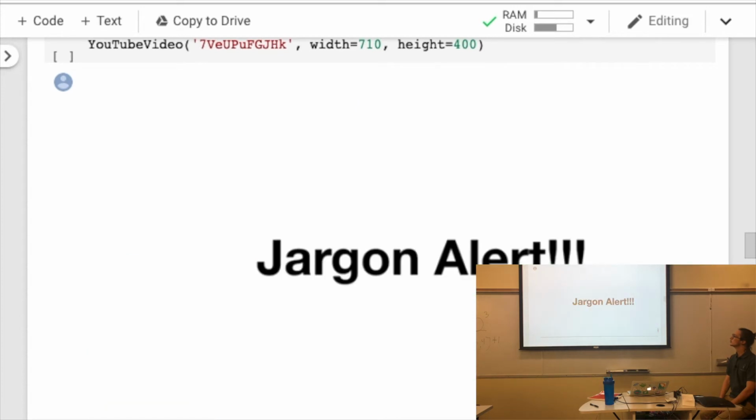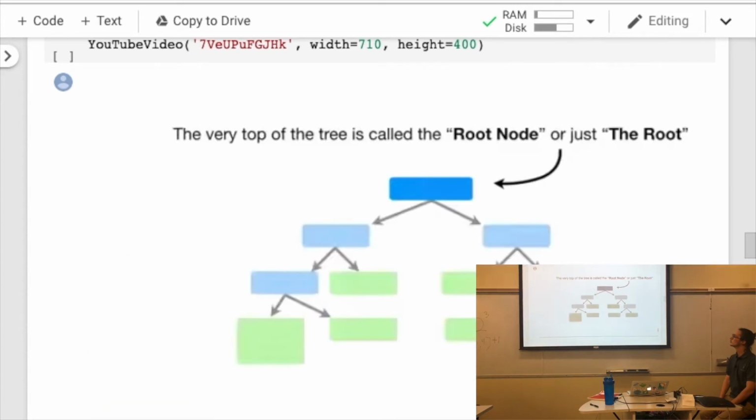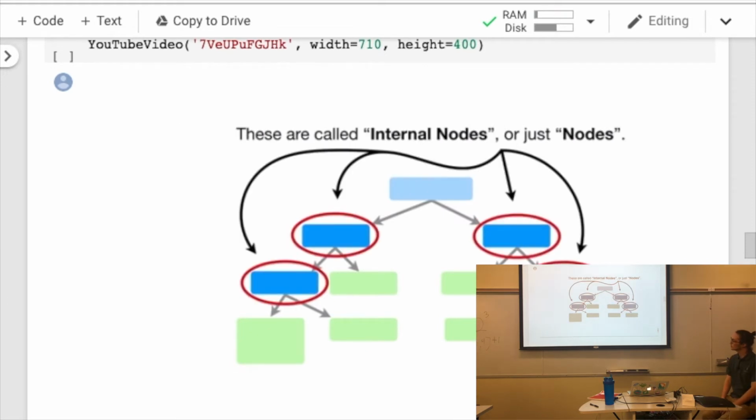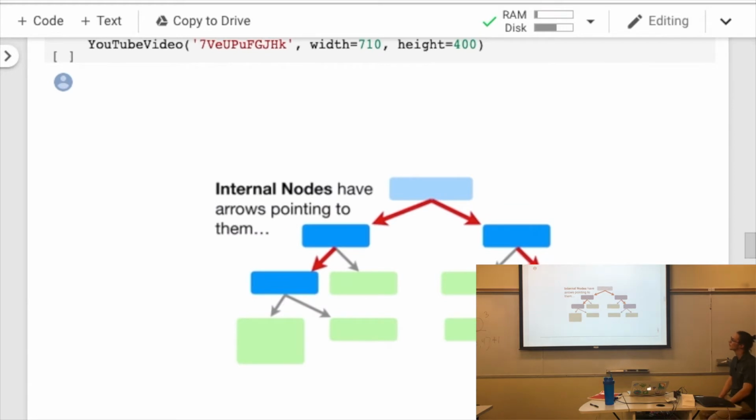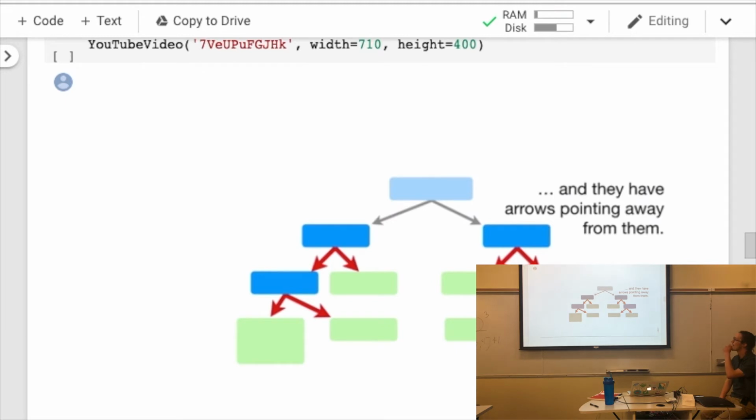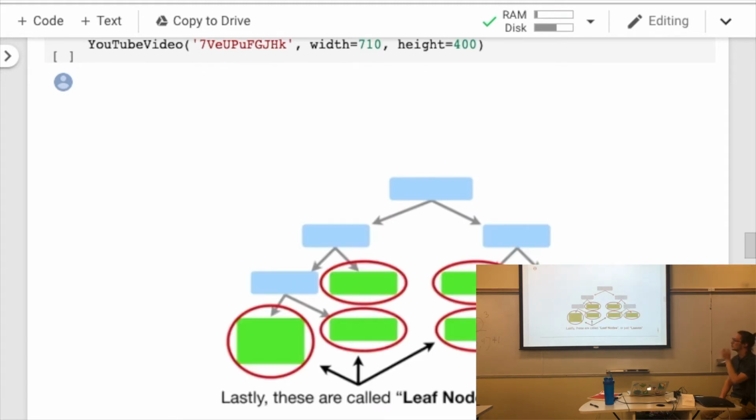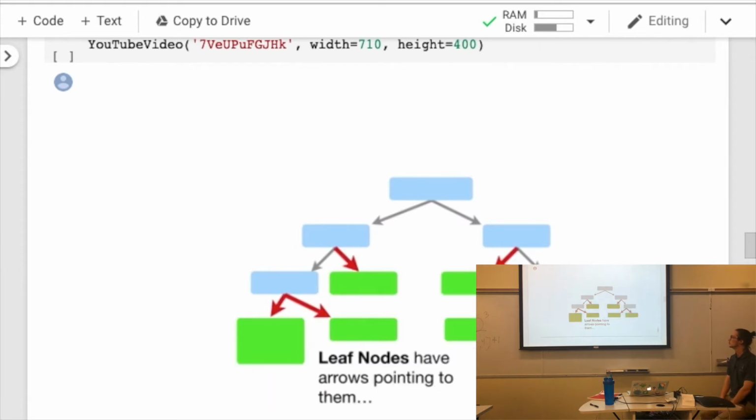Oh no, jargon alert! The very top of the tree is called the root node, or just the root. These are called internal nodes, or just nodes. Internal nodes have arrows pointing to them, and they have arrows pointing away from them. Lastly, these are called leaf nodes, or just leaves. Leaf nodes have arrows pointing to them, but there are no arrows pointing away from them.